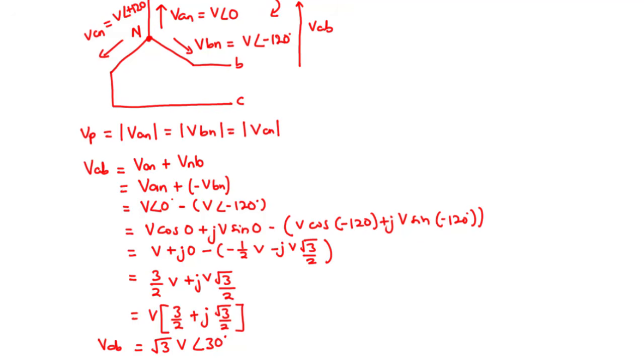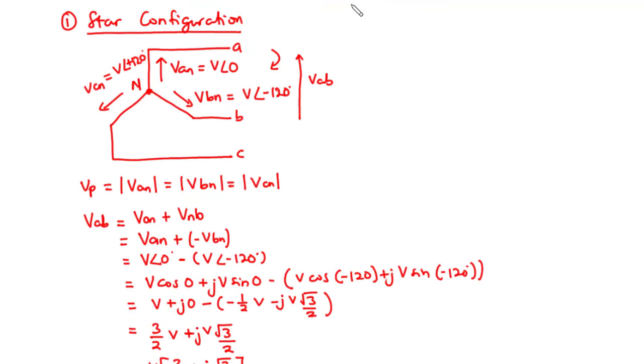Now, what this primarily means is that the magnitude of the line voltage is root 3 times the magnitude of the phase voltage, and the line voltage leads the phase voltage by 30 degrees. Therefore, we say that VL is equal to root 3 times VP. So this is the relationship between the line and phase voltages for a star configuration. Now let's move on to the current relation.